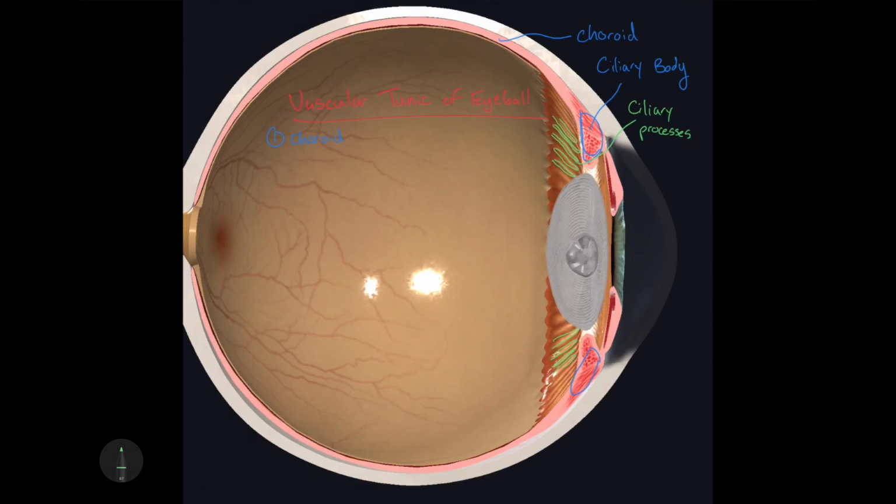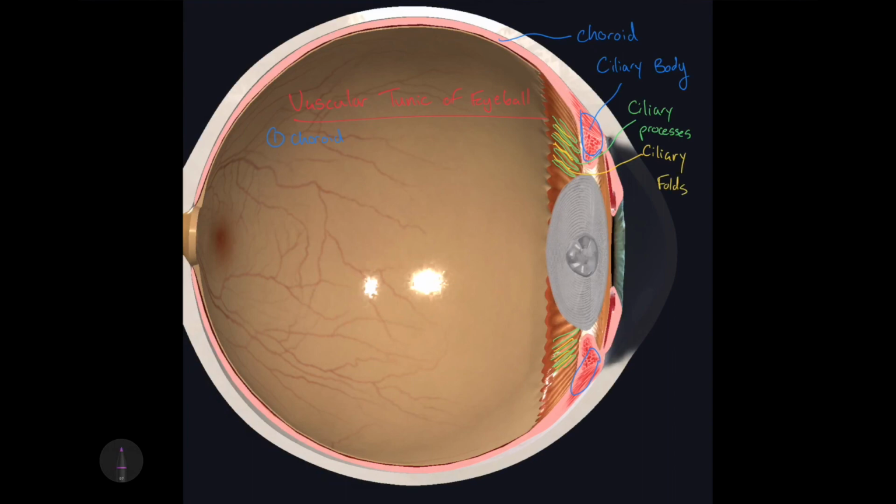Between these processes, we have what I like to think of as ravines. So we have the peaks, and then between these peaks is a deep ravine located right in between them. So between the peaks, we have our deep ravines. Now these deep portions between the processes, those are called ciliary folds.